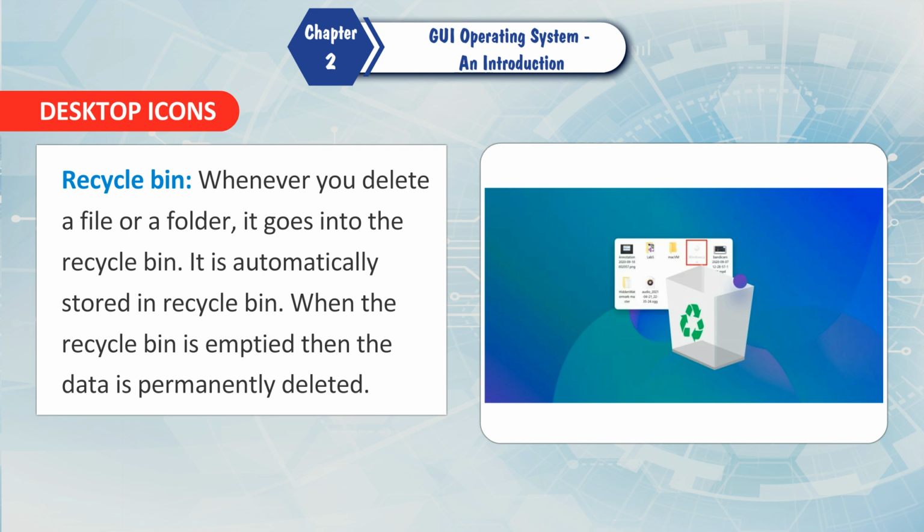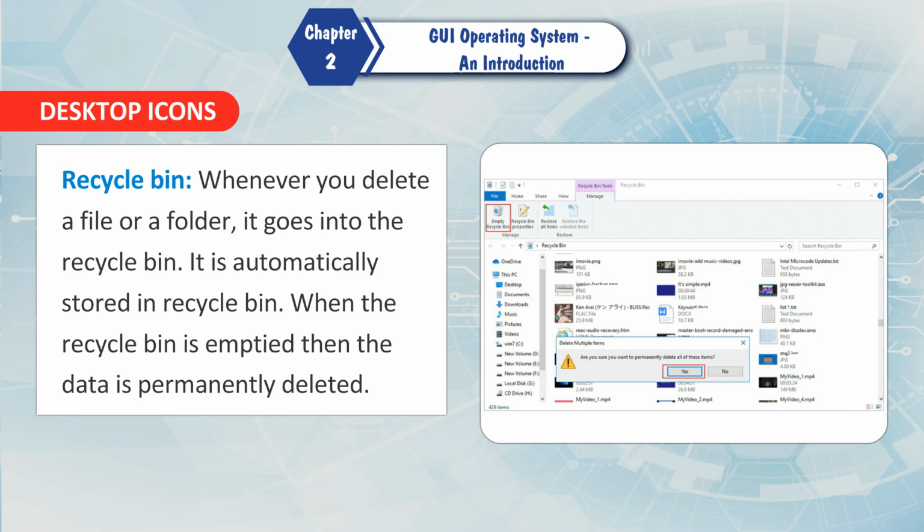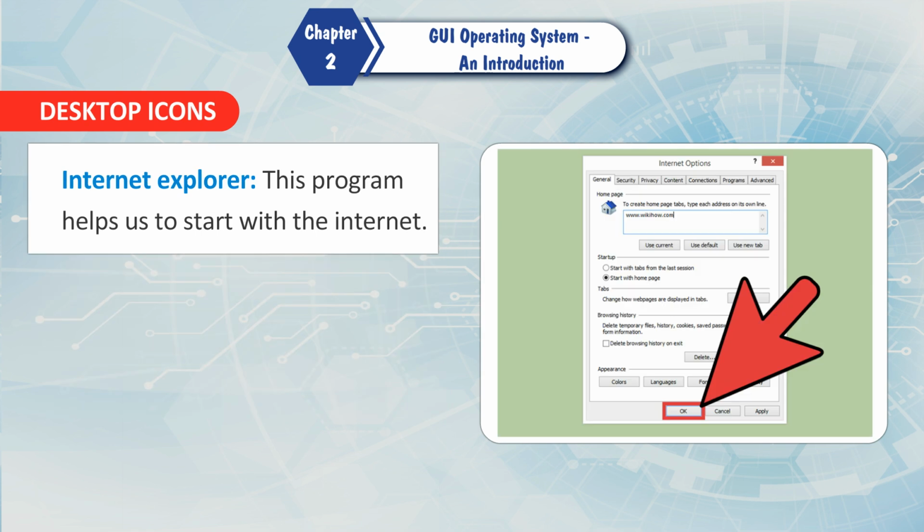Recycle bin. Whenever you delete a file or a folder, it goes into the recycle bin. It is automatically stored in the recycle bin. When the recycle bin is emptied, then the data is permanently deleted. Internet Explorer. This program helps us to start with the internet.